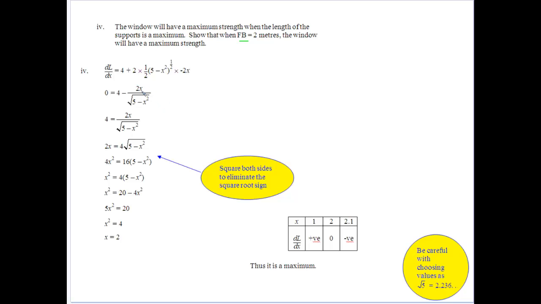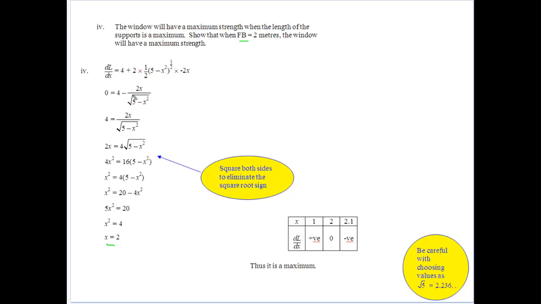So what we want to do, we take the 4 across. Then we'll multiply through by the square root of 5 minus x squared. So we want to really get rid of that square root, so we'll square everything. So 2x becomes 4x squared, 4 becomes 16, and the square root goes, so it's just 5 minus x squared. So then that makes it a little bit more manageable now, because we can cancel the 4 with the 16. Expand that out, we get 20 minus 4x squared. Collect our 4x with the x squared. So 5x squared equals 20, or x squared must equal 4, which means x is equal to 2. So there we go. We want to then test for a maximum.